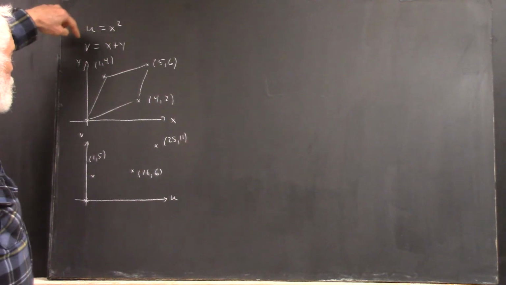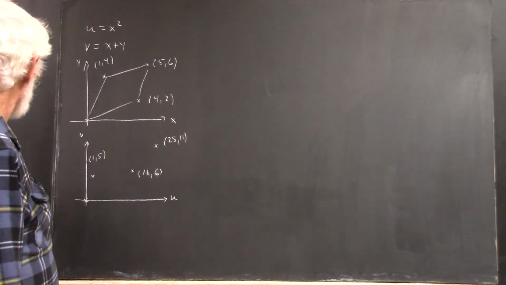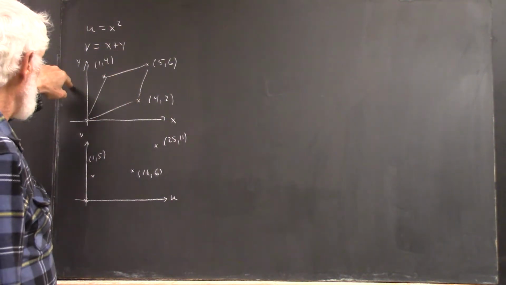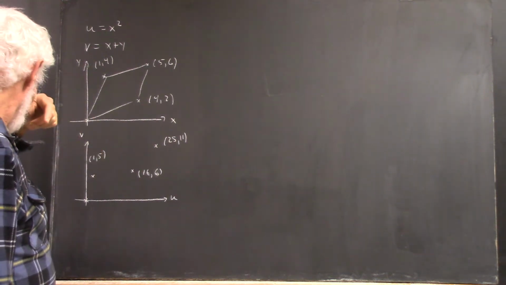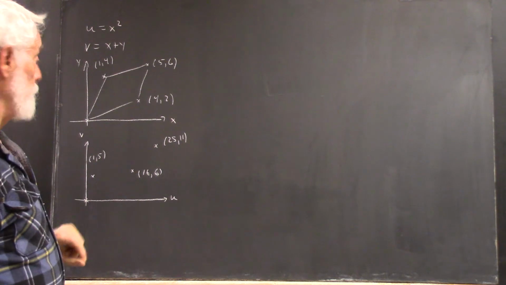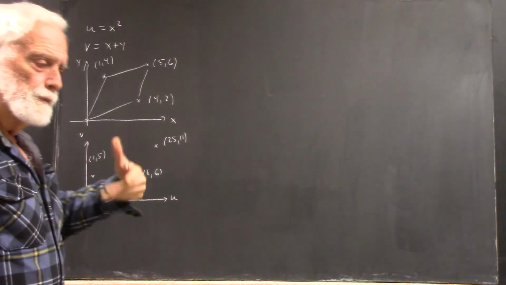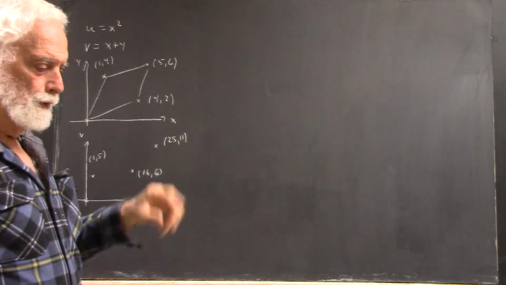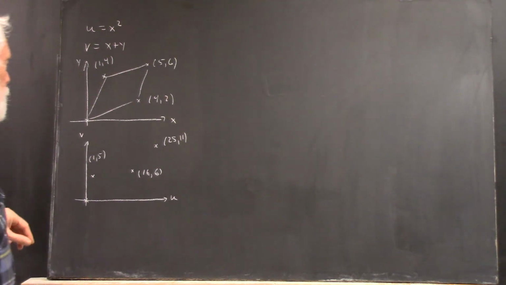Given the transformation u equals x squared, v equals x plus y, and a parallelogram in the xy plane, we're asked to find the shape of the corresponding region in the uv plane. Then I'm going to extend this a little bit and talk about what the Jacobian tells you and so forth.